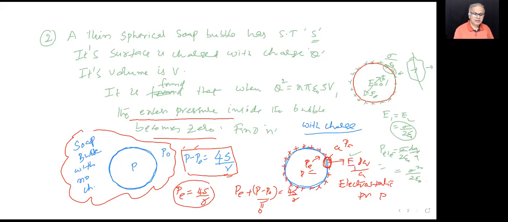Now, what will I get? Sigma square by 2 epsilon 0 is equal to what? 4s by r. And how much is sigma? q by 4 pi r square, so Q square by 2 epsilon.